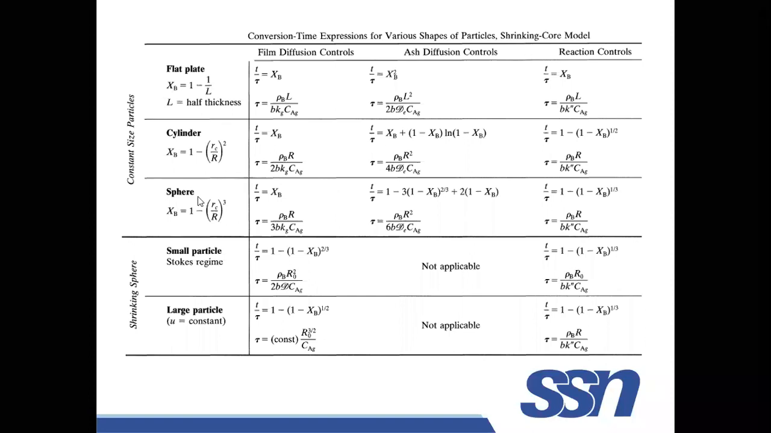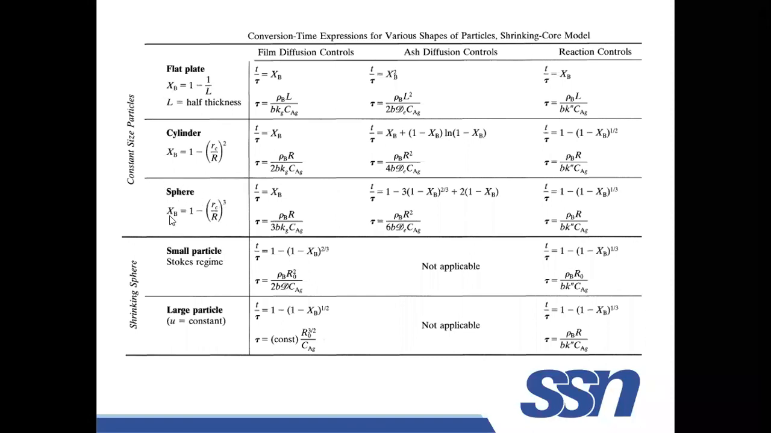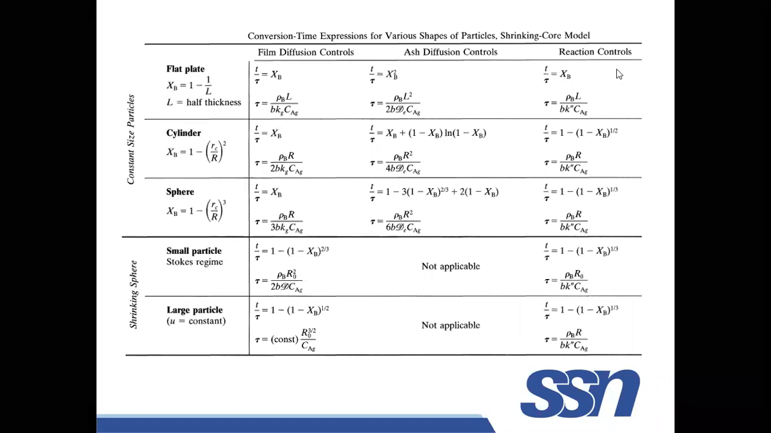So here we are thinking about the spherical particle where XB is 1 minus rc by R whole cube, where rc is the radius of the unreacted core and capital R is the radius of the particle. So there are three resistances: film diffusion, ash diffusion, and reaction control. So for a spherical particle, this is the shrinking core model. The size is not being changed.